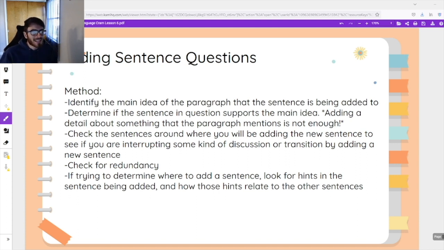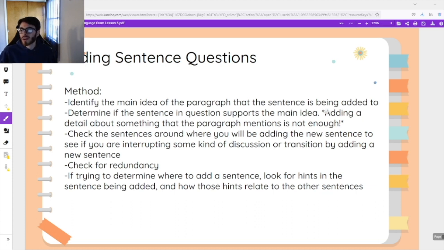So if the main idea of a paragraph is about how a certain artist made sculptures of animals, right? And it's talking all about their animal sculptures. And the sentence you're considering adding says, he was born in London in 1836. Does that support the main idea? No. It gives you a detail about something that the paragraph is talking about, right? The paragraph's talking about this artist, and it's giving you extra information about this artist, but it doesn't support the main idea because the main idea isn't about the artist himself. It's about his work. It's about his animal sculptures.